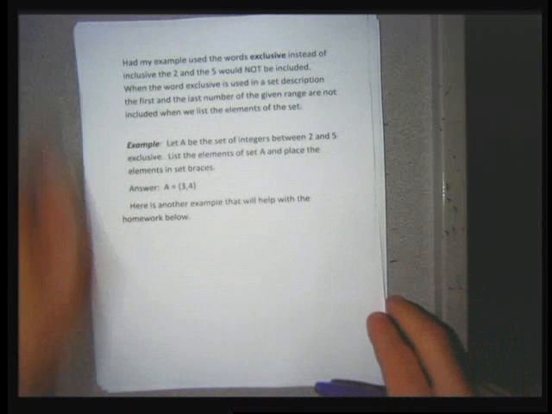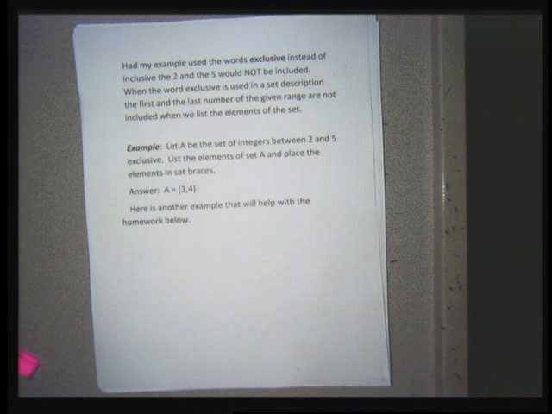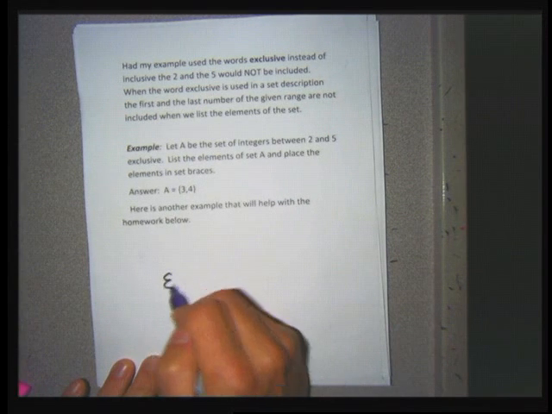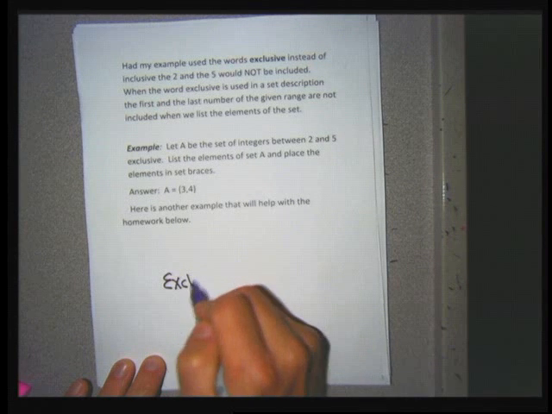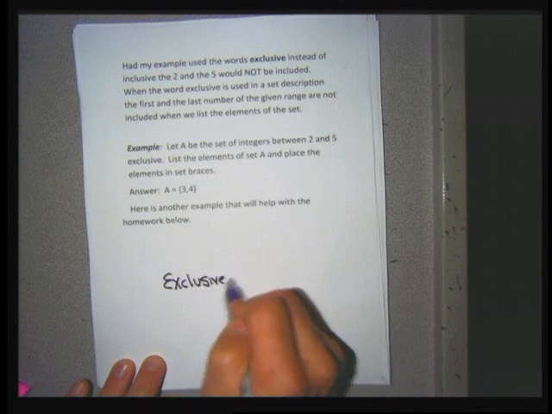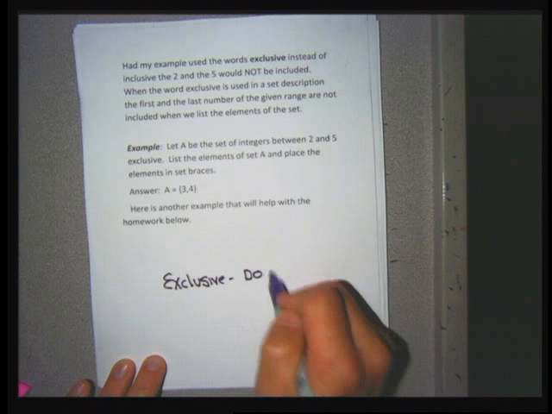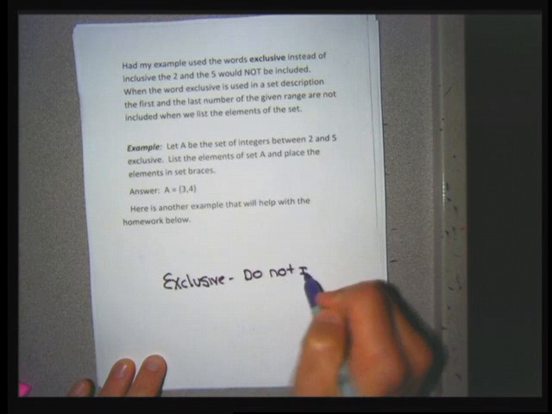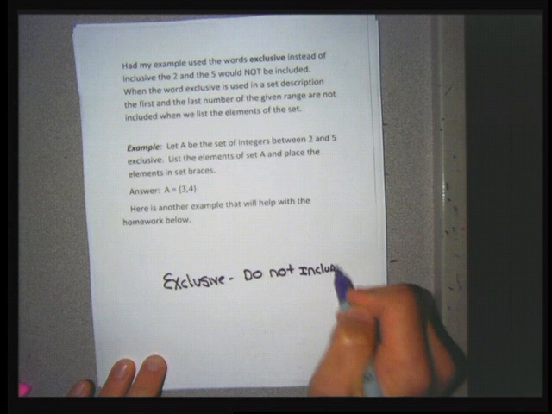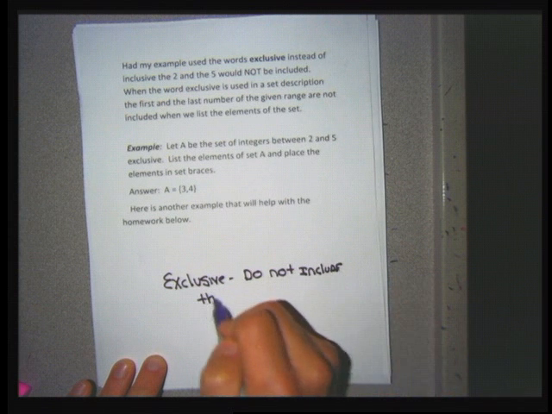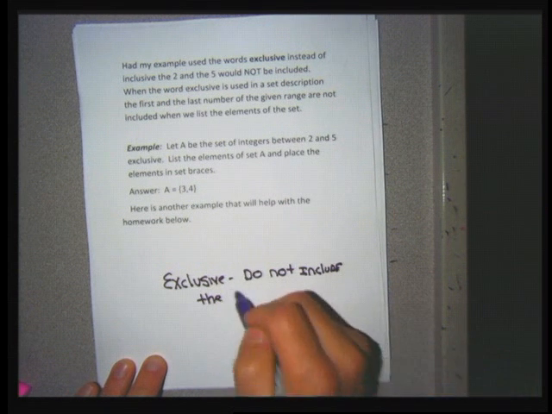All right, so had the example that I'd given on the first page of notes used the word exclusive instead of inclusive, then I wouldn't include the 2 and the 5. So for exclusive, we do not include the highest and the lowest number, which is going to be the first and the last number mentioned.